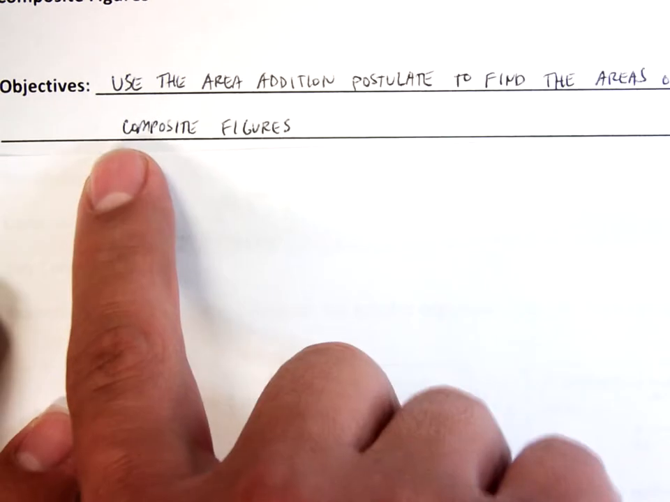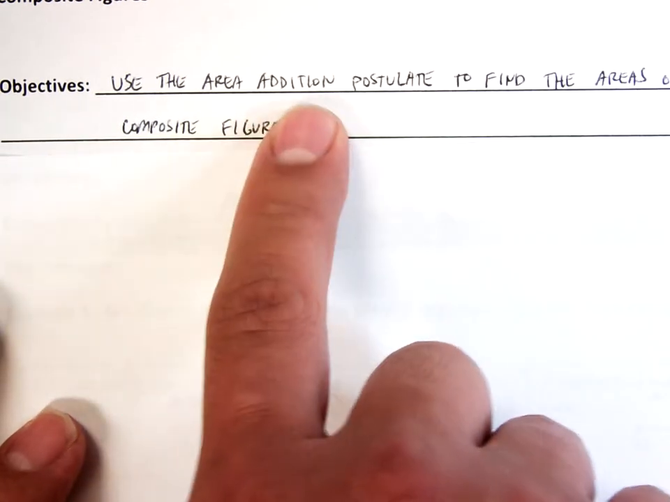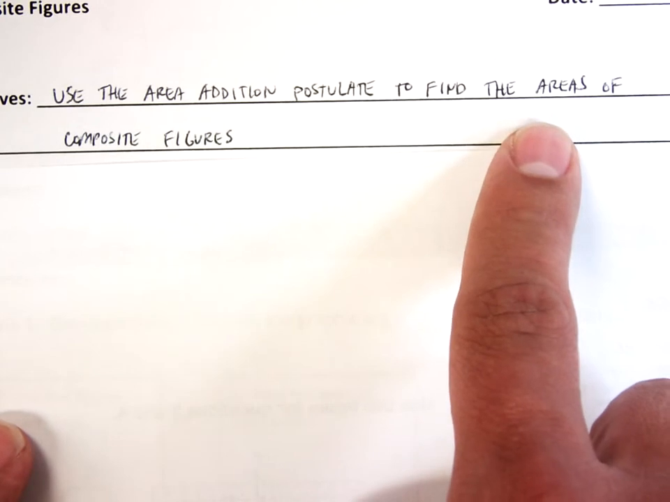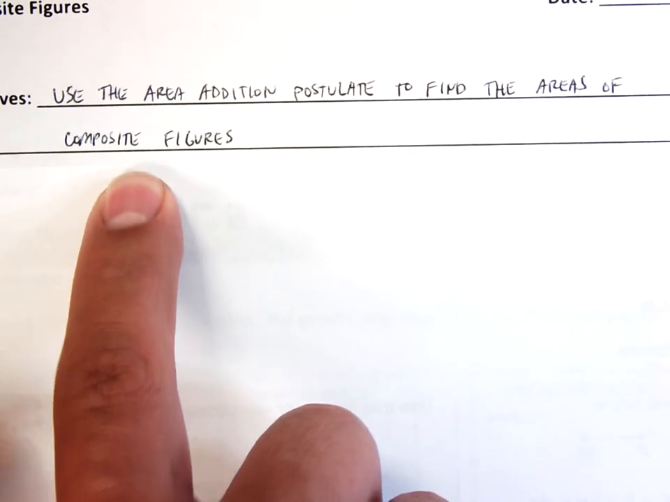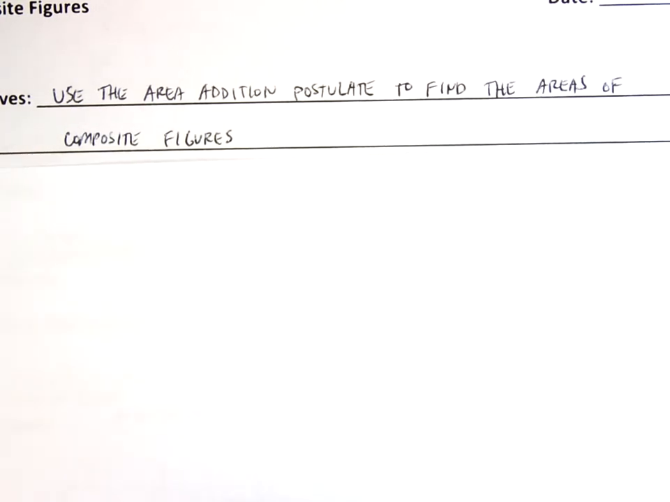Okay, our objective today, we're going to use the area addition postulate to find the areas of composite figures.